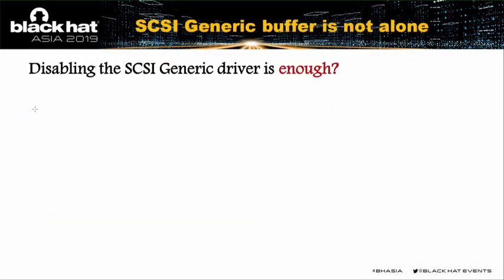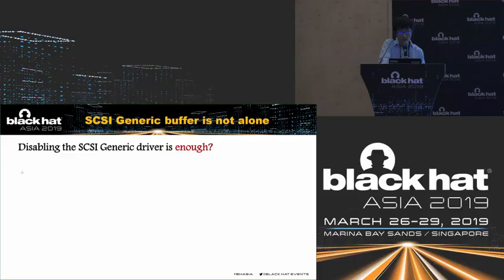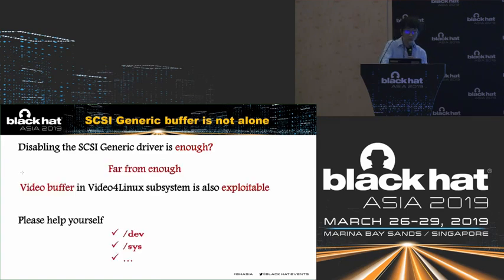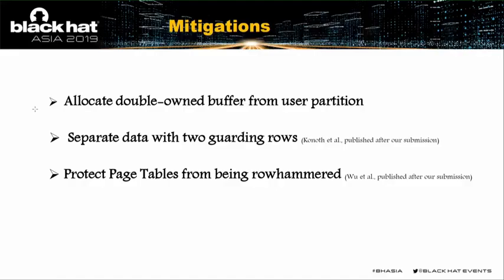So if someone thinks that disabling the SCSI generic buffer is enough to countermeasure our attack, we have also developed another exploitable buffer, the video buffer, in the Video for Linux subsystem. So actually, we have other hammerable buffers in these directories.